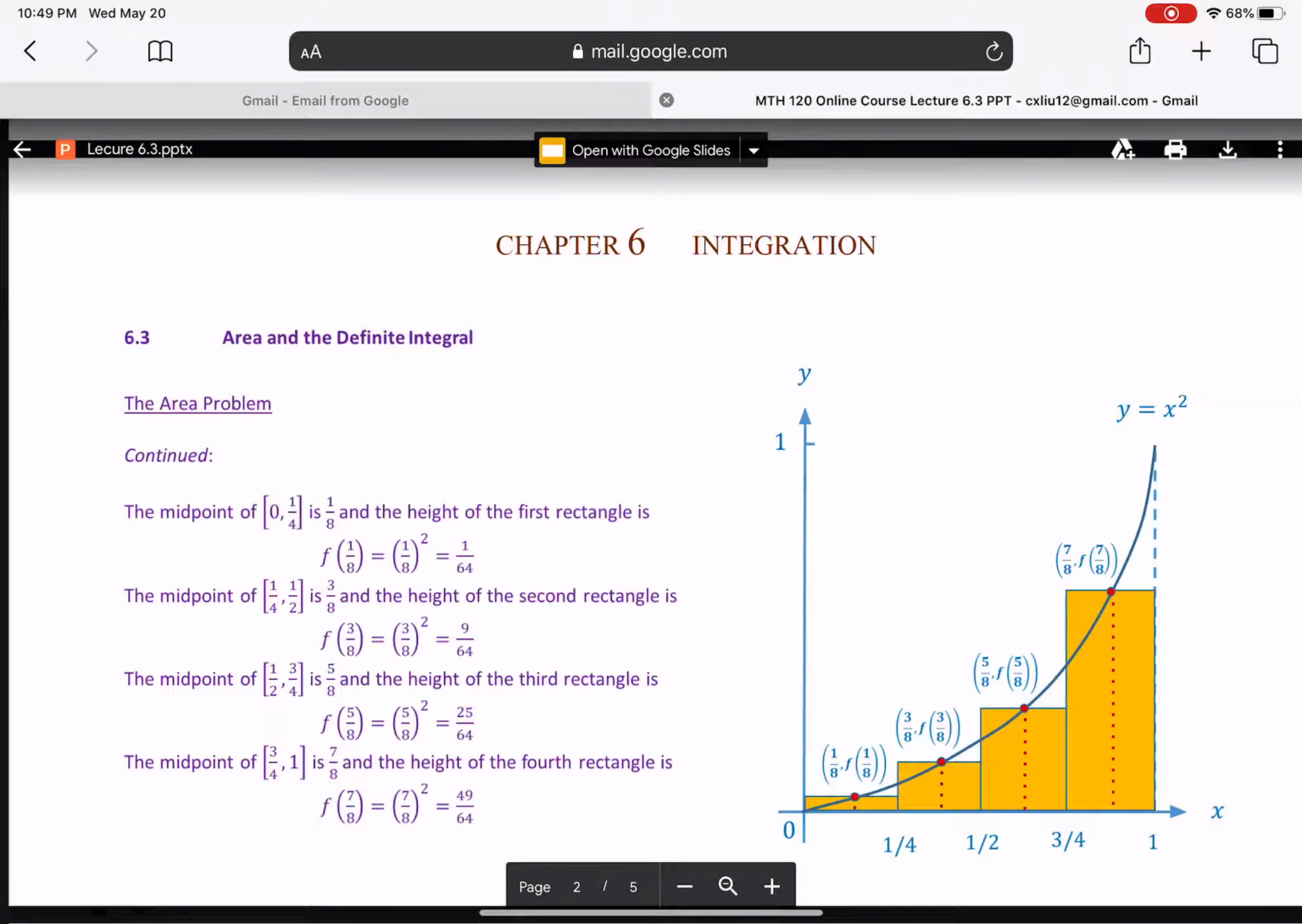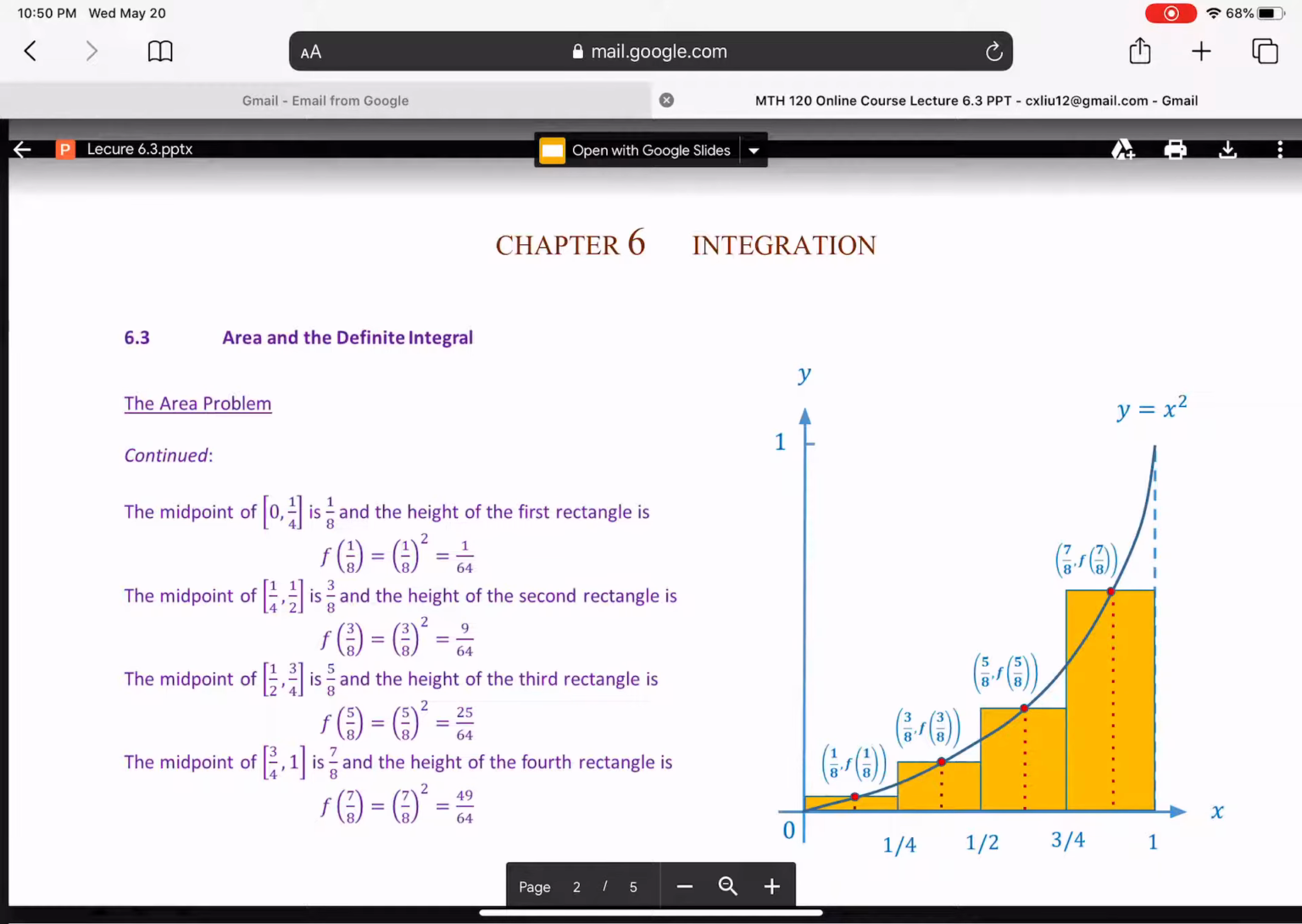So in this graph, the curve of y equal to x squared is drawn. And we want to find the area under the curve from 0 to 1 on the x-axis. So what we do, we divide the interval from 0 to 1 on the x-axis into 4 subintervals, as shown in the graph. Then we pick the midpoint of each subinterval and evaluate the function at those x values, and we get the 4 red points on the curve. And then we use the y coordinates of those points as the heights of the rectangles. So we get 4 yellow rectangles as shown in the graph.